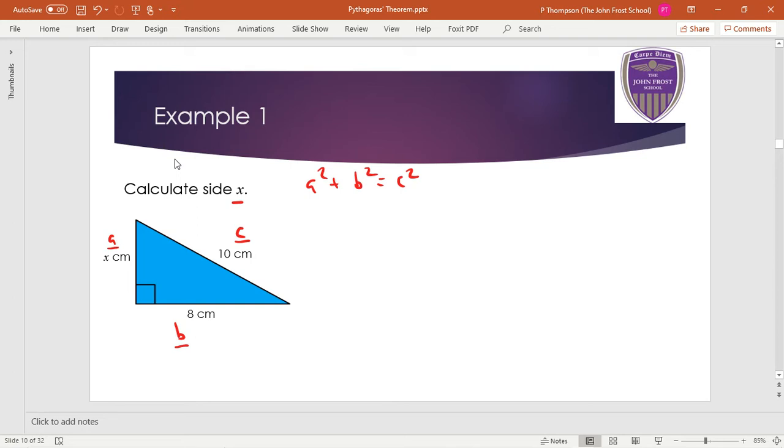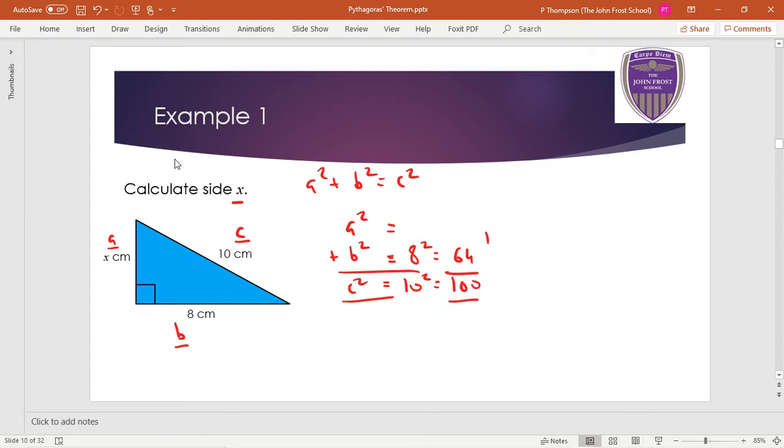In this case, we've been asked to find a shorter side, not the hypotenuse. But the theorem never changes. It's always a squared add b squared equals c squared. At the moment, I can't work out a squared, but I can work out b squared is 64. And I can work out c squared, which is 10 squared, which is 100.